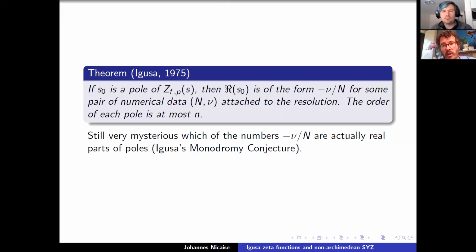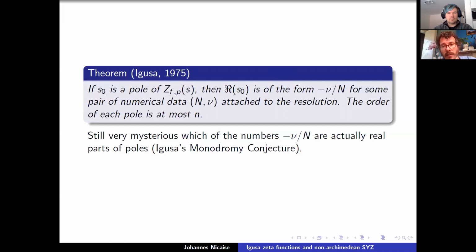And so this theorem tells us that for each pole, there should be a component in the resolution such that minus nu over n is the real part of the pole. It doesn't tell you the converse implication. And in fact, it's still a very difficult problem to determine which of these numbers minus nu over n are actually real parts of poles. So that's essentially the content of Igusa's monodromy conjecture, which puts an additional restriction on the numbers that can be actual poles or real parts of poles of the zeta function.